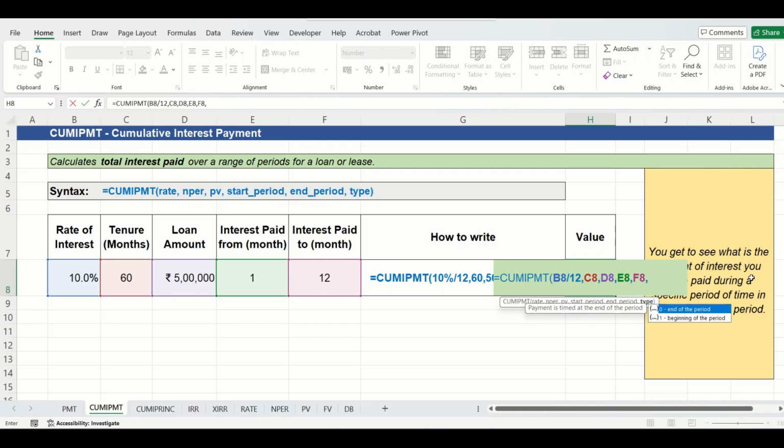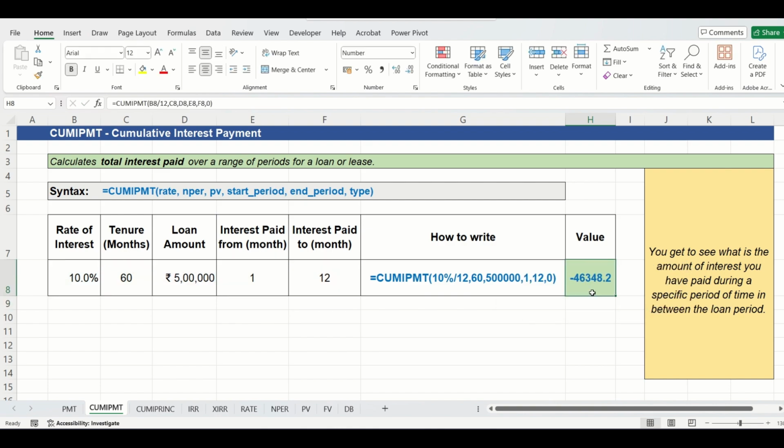If you put 0, then it will be considered that the EMI is due at the end of the period, and if you put 1, then the EMI is due at the beginning of the period. Let us put 0 here and close the bracket and hit enter. This is again showing the value in negative because this is a repayment, a cash outflow. From this formula, what we can understand is you have to pay 46,348 rupees as interest payment for this loan from the first month to the 12th month.